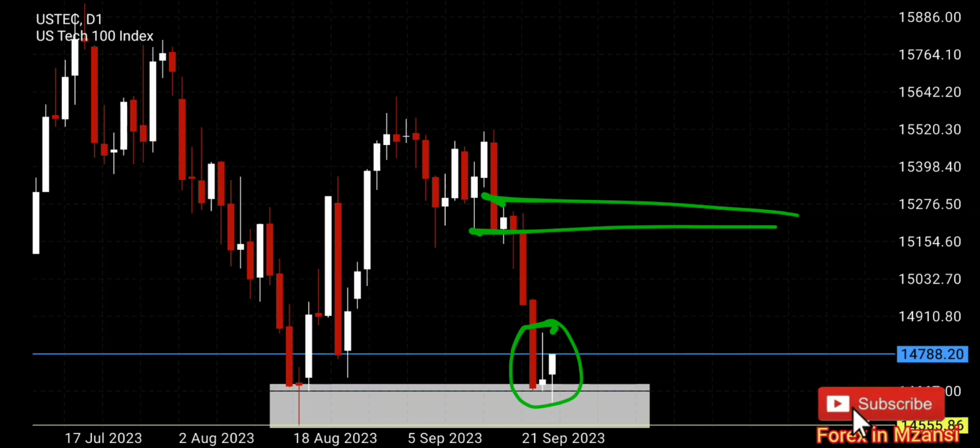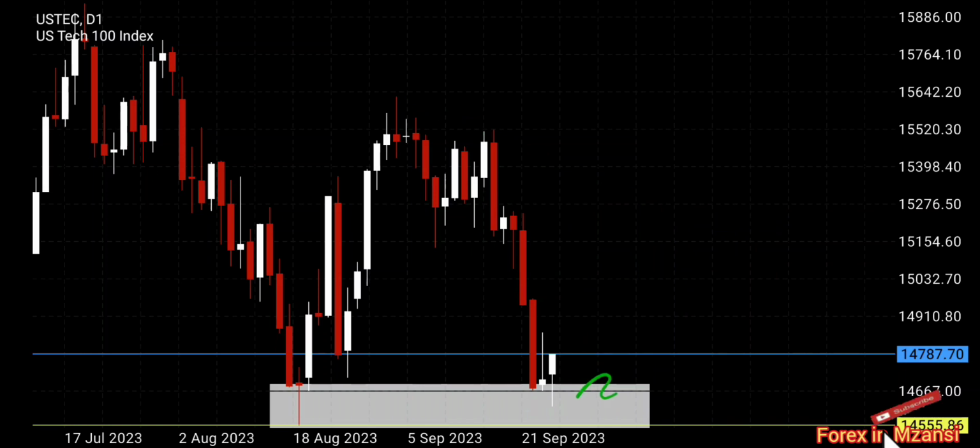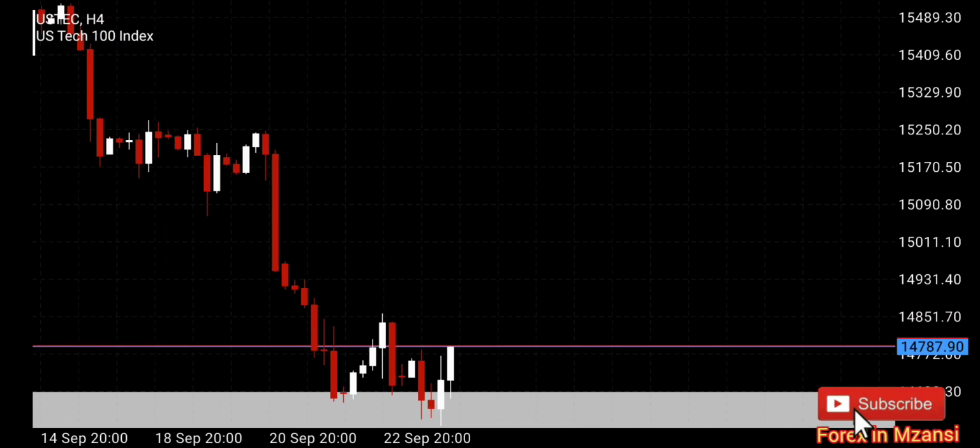Because if it moves to the upper side and breaks the range of that, then it will increase the chance of it going there and giving you a chance to sell from there. But if it doesn't, then this guy is not going to survive. Then it's going to push all the way down. So you need to make sure that you react to what the market is giving you there. So let's check what we have on H4.